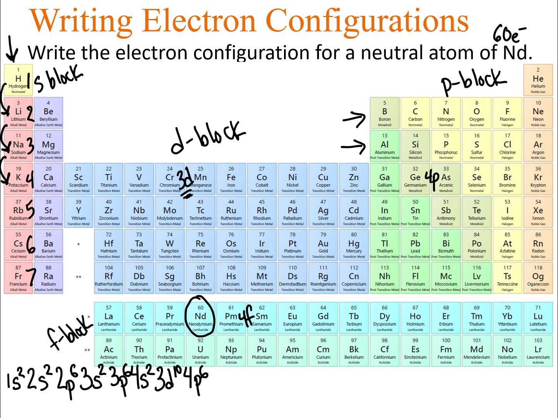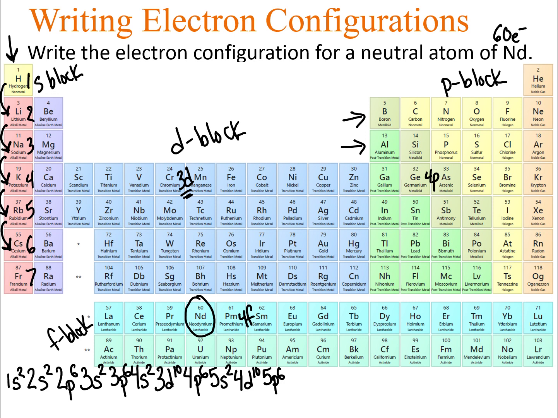And it's the same pattern for the 5th row. We fill the 5s all the way. We fill the 4d all the way. Then we fill the 5p. We are now in neodymium's neighborhood.